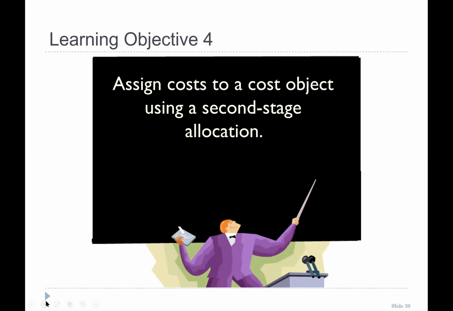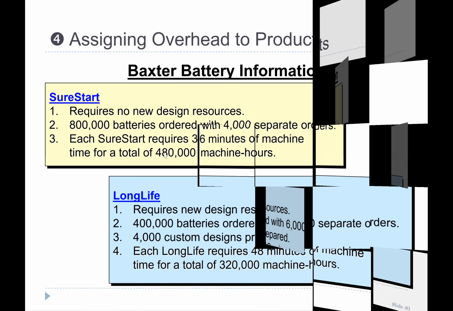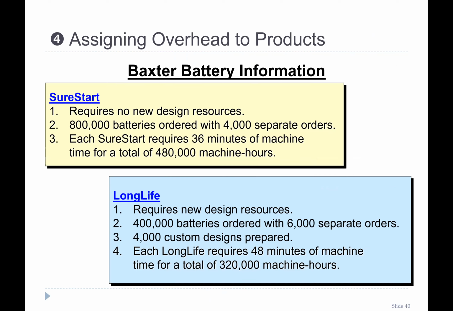Now, what do we have to do with this second stage allocation? What are these activity rates? We find out what the use of these activity rates is. So let's talk about our learning objective: assign the costs to a cost object using second stage allocation. We applied the second stage allocation and found the activity rate, right? Now, how are we going to use that?